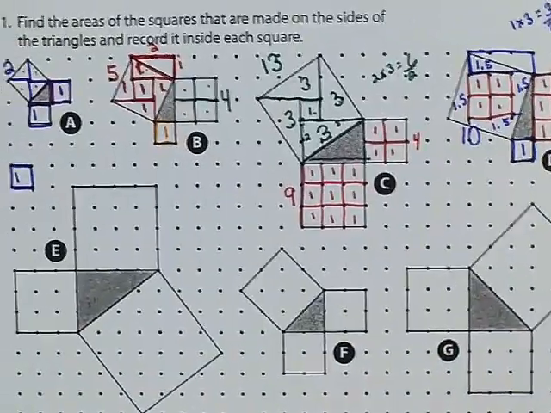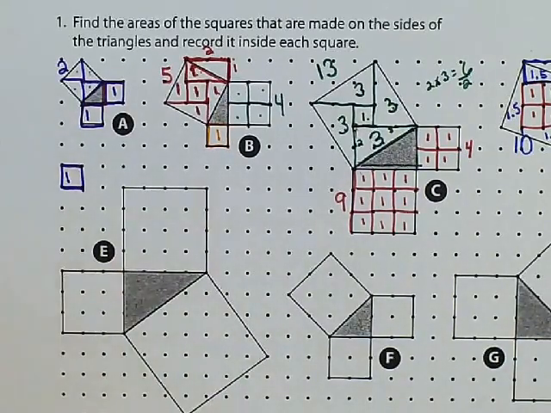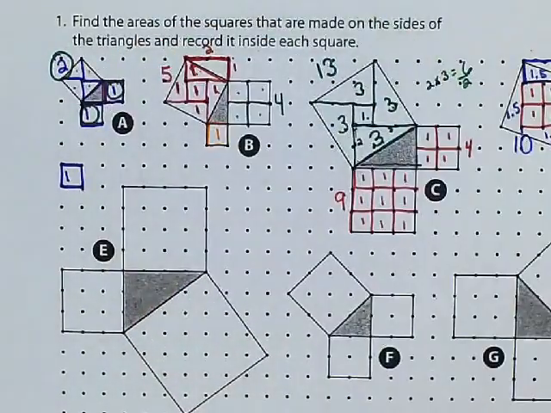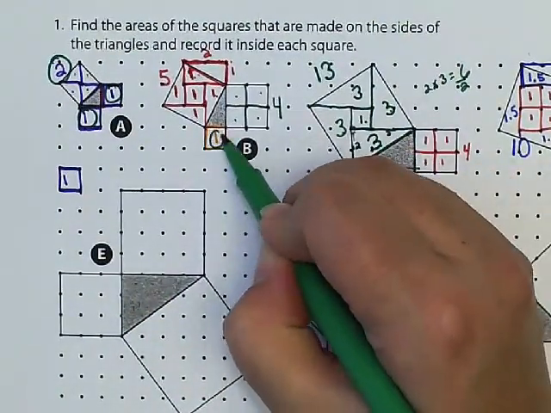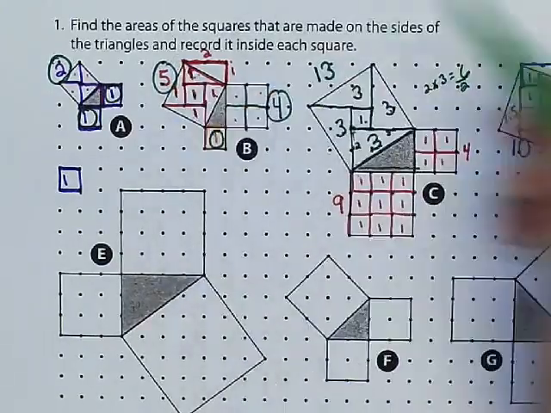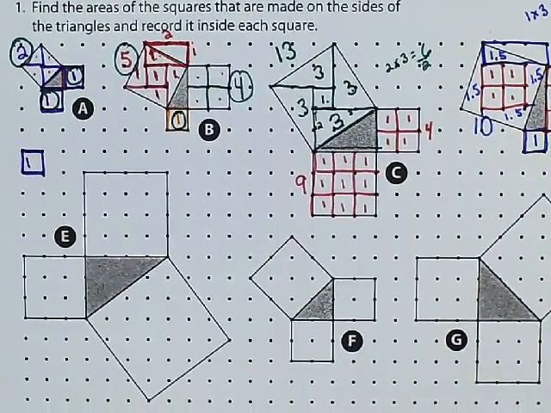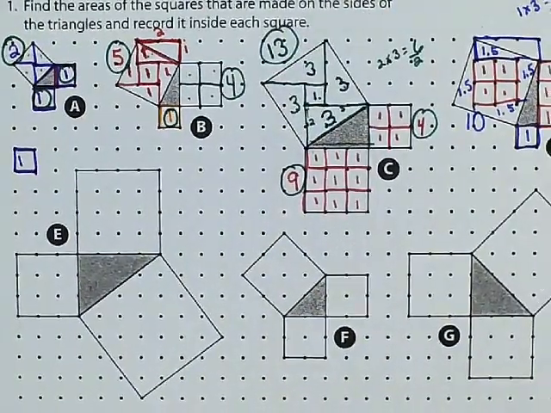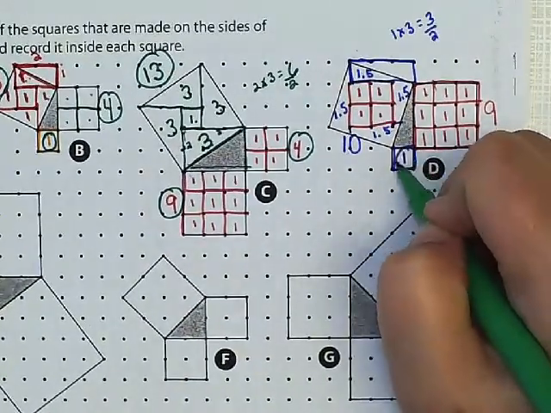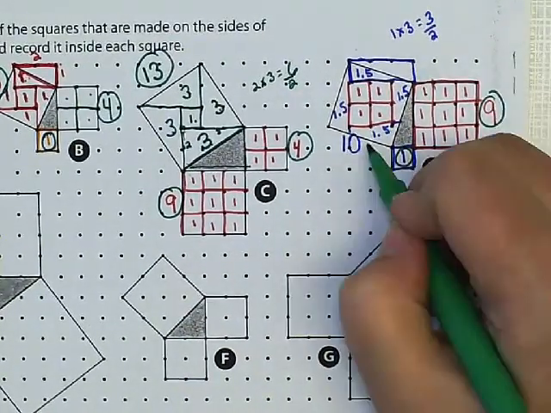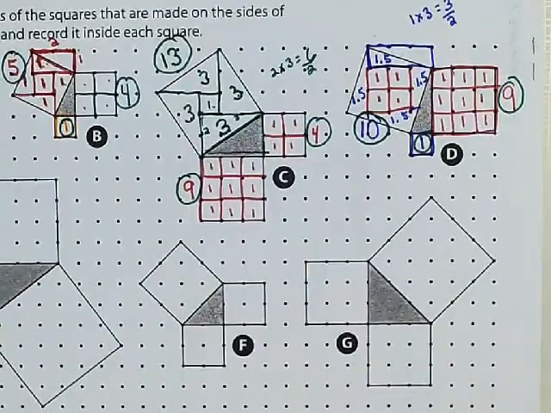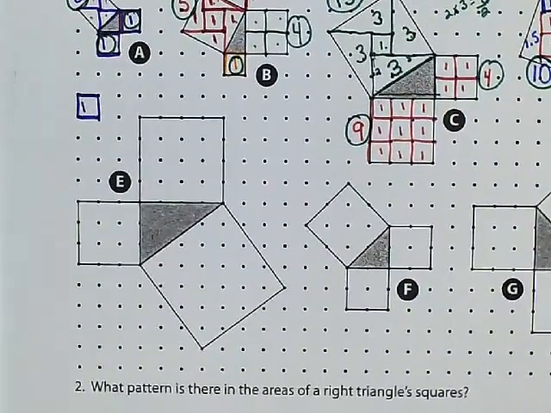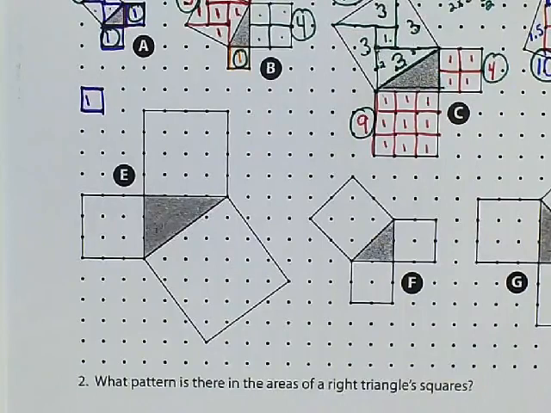So what I'm going to do is go back right now and circle all my areas so that I know what we're working with. So the first one I had 1, 1, and 2. Then I had 1, 4, and 5. And then I had 9, 4, and 13. And then I had 1, 9, and 10. So that's what we've got so far for our areas attached to the sides of the right triangle. All right, pause the video and go ahead and try E.